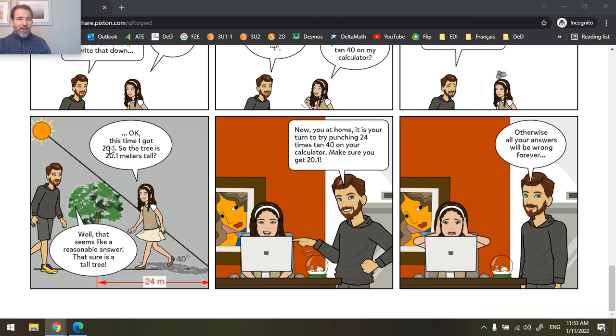Okay, this time I got 21.1. So the tree is 21.1 meters tall? Well, that seems like a reasonable answer. That sure is a tall tree.